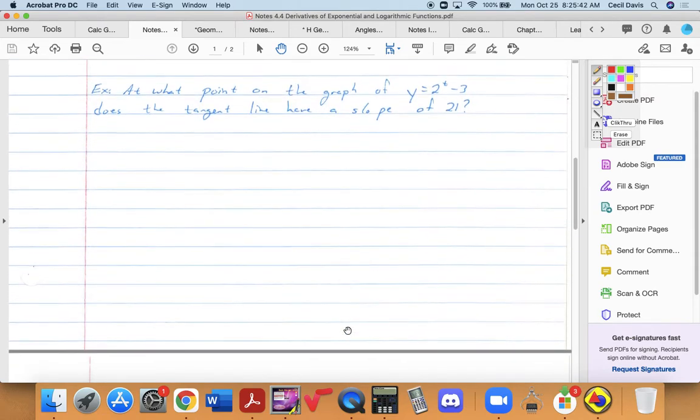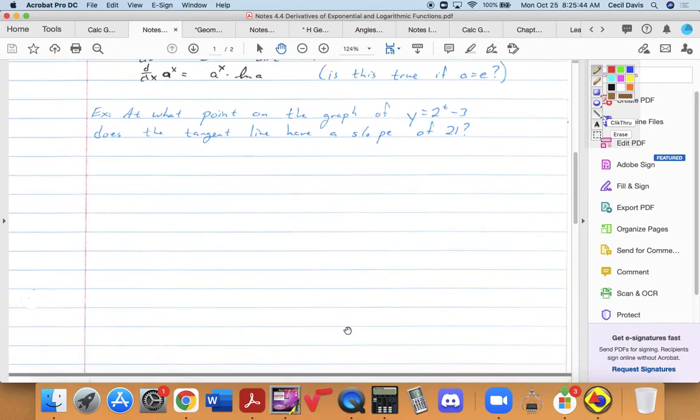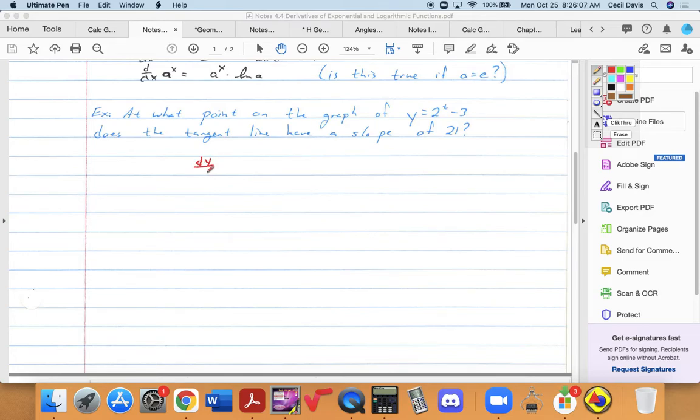All right, let's look at an example problem. At what point on the graph of y equals 2 to the t minus 3 does the tangent line have a slope of 21? Well, the tangent line's slope is the what? It's the derivative. Let's see if we can use the correct words here. So dy dt is going to be 2 to the t times the natural log of 2.